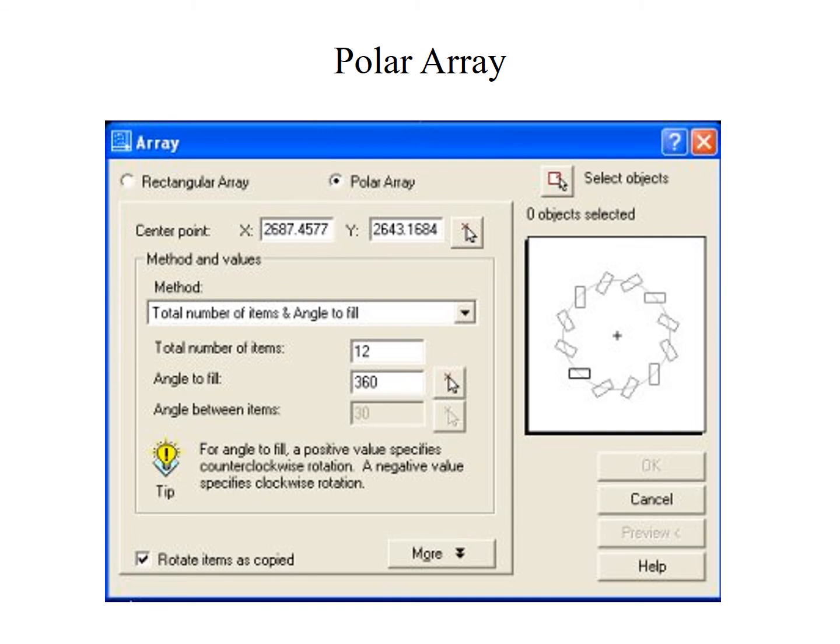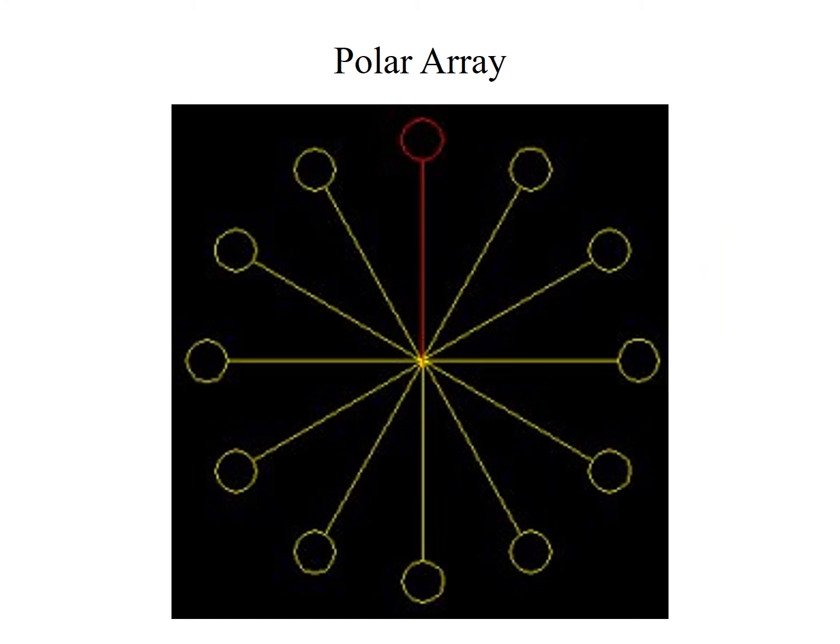Next option is the polar array. Inside the polar array, a table will open and it will ask for the center point x, y coordinates and the total number of items you require to fill, along with the angle to fill. You provide a 360-degree angle and any number of profiles, and you can generate the profile in the polar array.